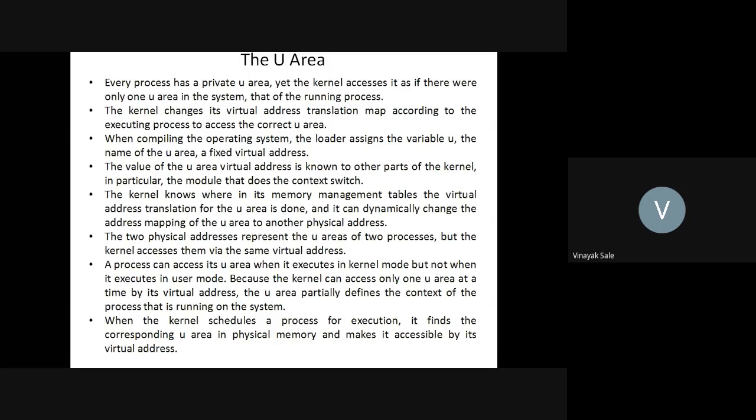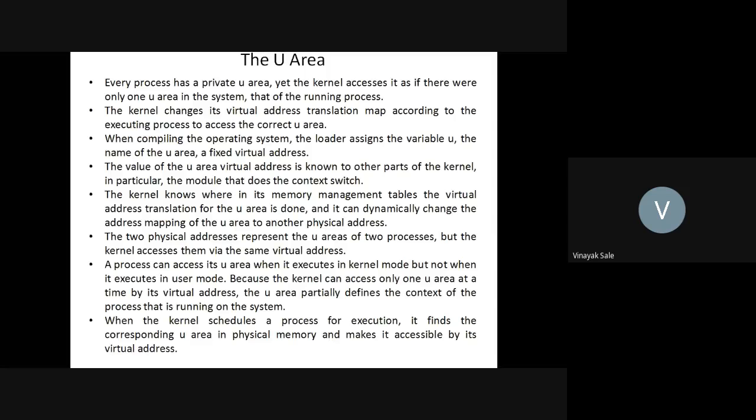The kernel knows where in its memory management table the virtual address translation for the user area is done, and it can dynamically change the address mapping of the user area to another physical address. The two physical addresses represent the user areas of two processes, but the kernel addresses them via the same virtual address.